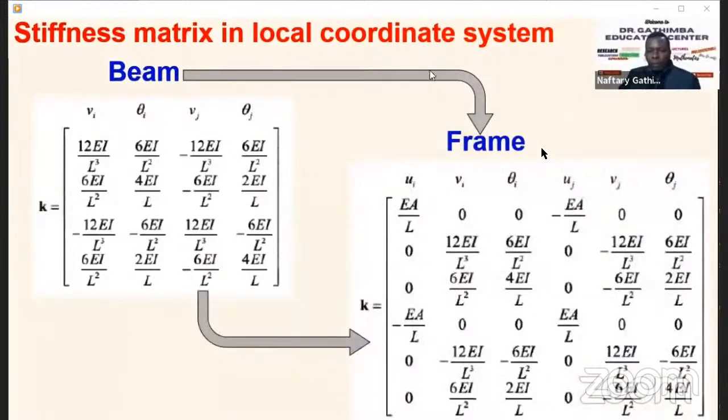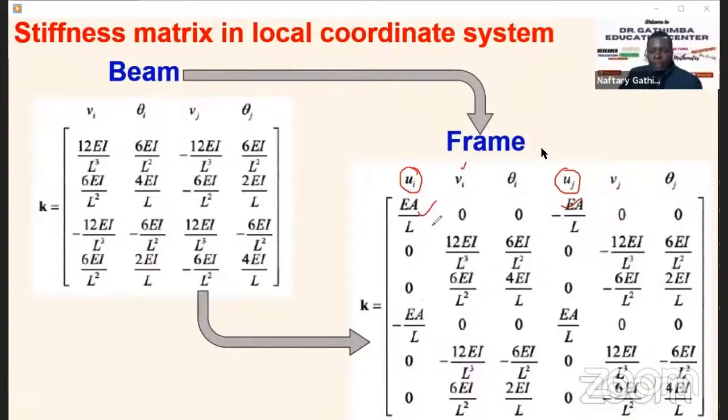This is what we are saying. We have introduced a new component here, not new per se, but now we have brought in the issue of the axial effect, the UI and the UJ. For the beam element, you only considered the transverse displacement, the VI and VJ. So EA over L, minus EA over L, is the stiffness matrix for the bar or the truss element.